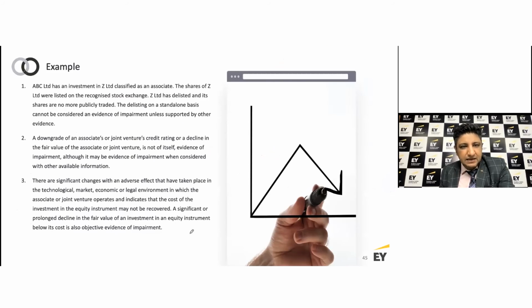There are instances now where we look at what could be a trigger of an impairment. It says that ABC Limited has an investment in Z Limited, which is classified as an associate. The shares of Z Limited were listed on a recognized stock exchange. Z Limited is delisted and shares are no more publicly traded. The delisting on a standalone basis cannot be considered.